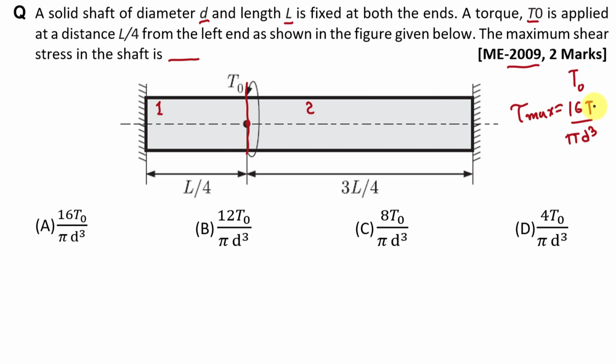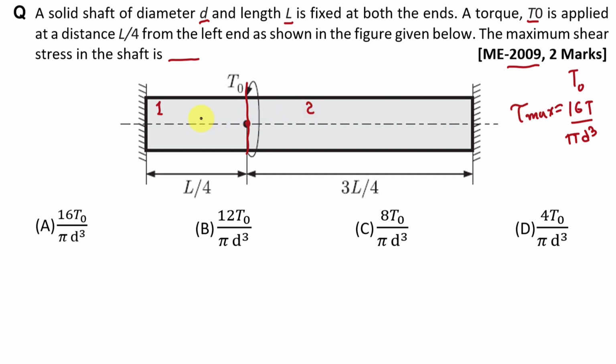Here we directly cannot take this T is equal to T0. Why? Because this twisting moment T0 will be distributed among this shaft. So here first of all we will find the value of twisting moment in each shaft, and then we will put value of twisting moment here, and then we will find value of maximum shear stress.